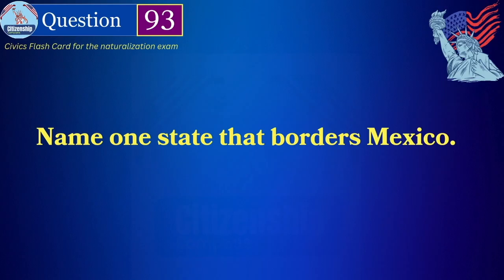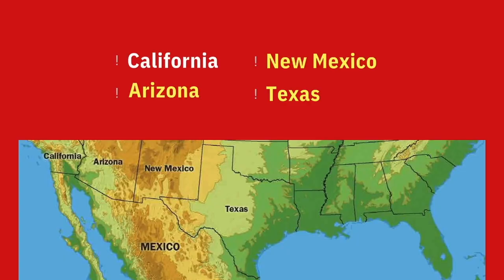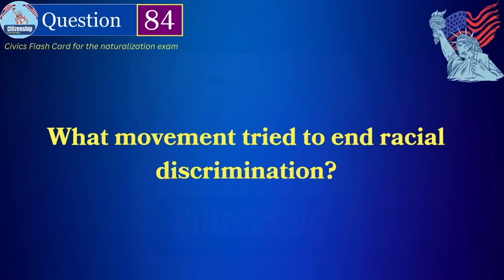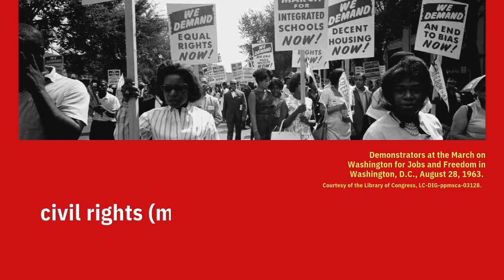Name one state that borders Mexico. California. What movement tried to end racial discrimination? Civil rights movement.